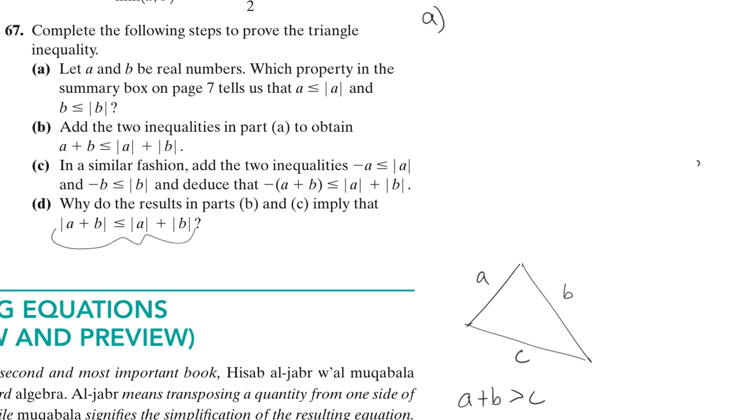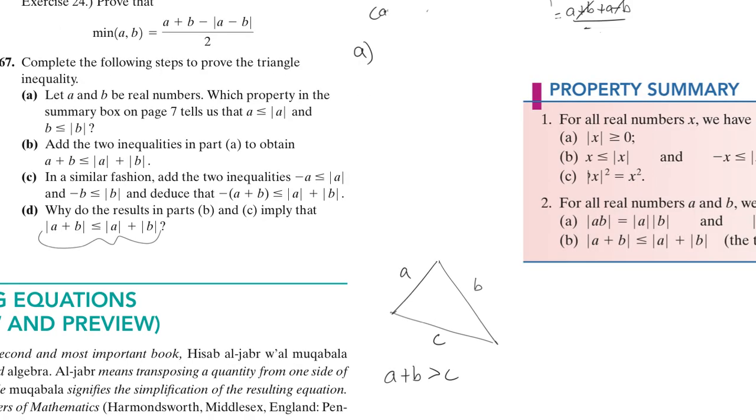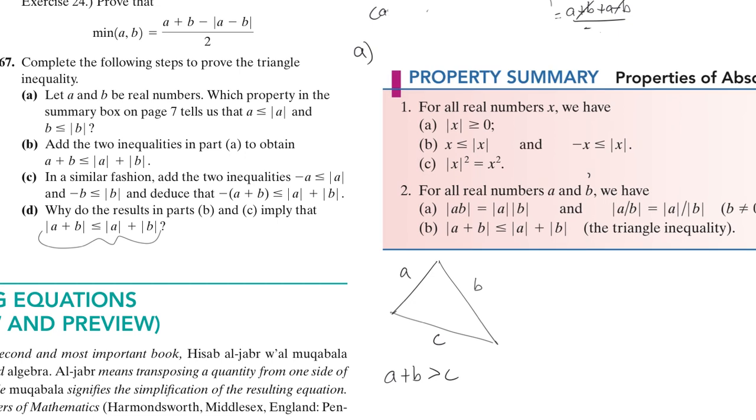So let A and B be real numbers. Which property in the summary box on page 7 tells us that A is less than the absolute value of A and B is less than the absolute value of B? Well, I grabbed that from page 7 right here, and so which one is it? It is this one right here. A is less than the absolute value of A. It's right here. It's B. Property 1, part B.